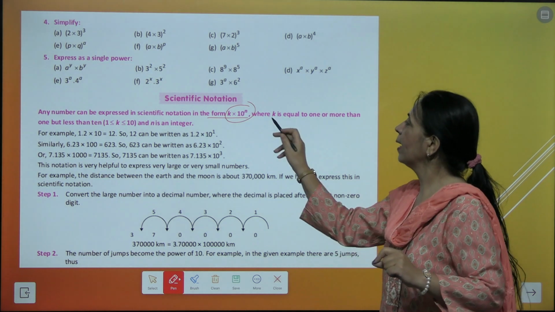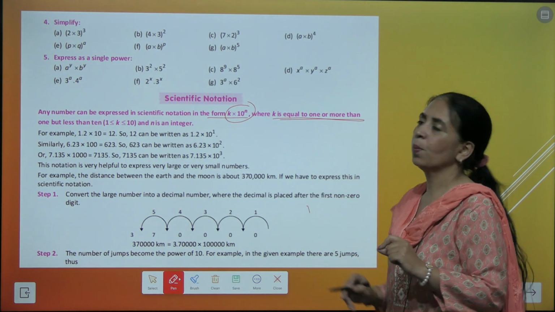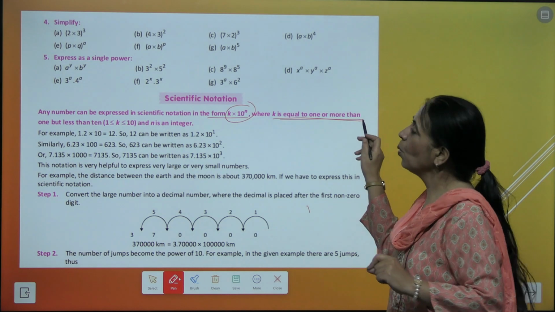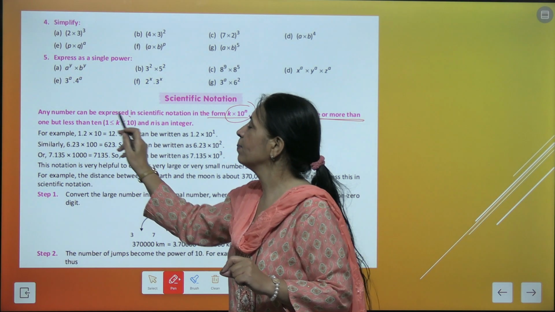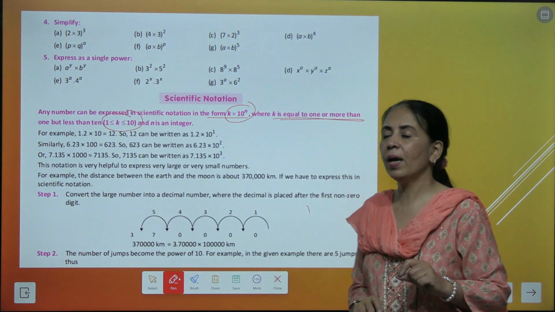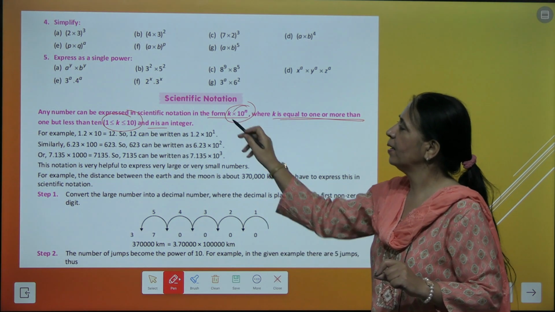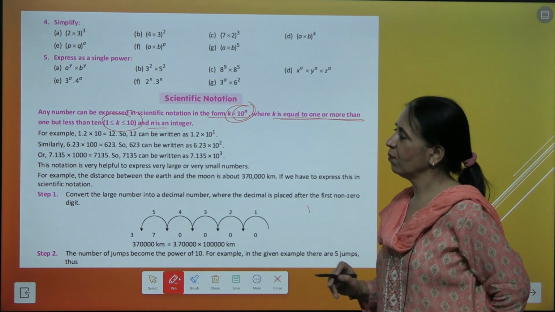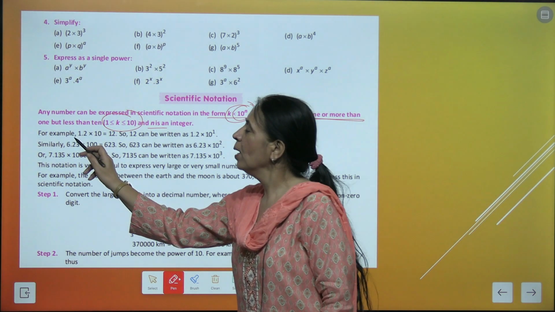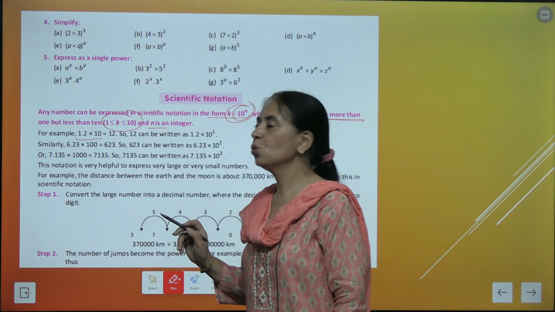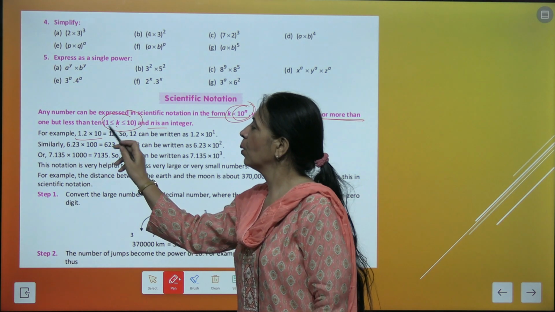यहाँ k क्या है? K is any number which is equal to 1 or more than 1 but less than 10. Okay, so here we take n is any integer. Now I have a number. मैं आपको explain करती हूँ. हमारे पास नंबर है 1.2 multiply 10. It is equal to 12.